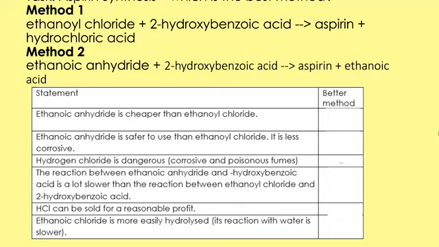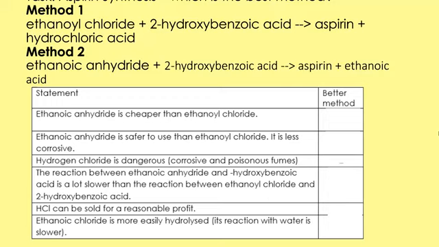So if we want to make aspirin, there are two methods. There's method 1, which is taking ethanol chloride and hydroxybenzoic acid, and that makes aspirin and hydrochloric acid. And then we can take, again, 2-hydroxybenzoic acid, but instead of reacting with ethanol chloride, we can react it with ethanoic anhydride, and that again makes aspirin, but it makes ethanoic acid.